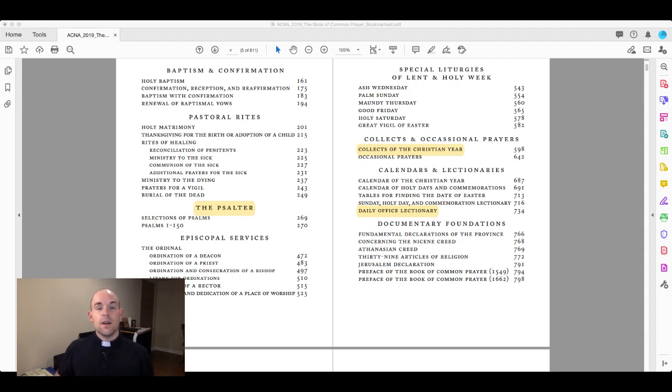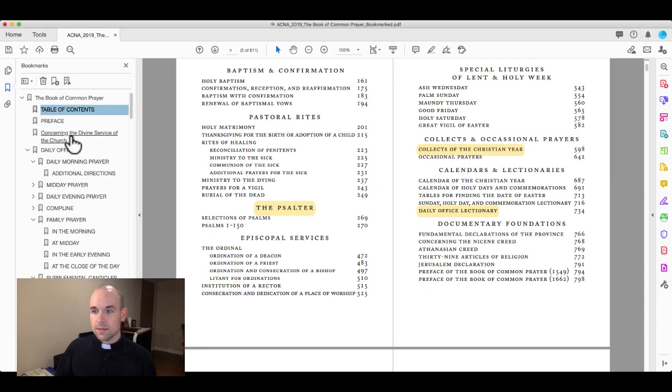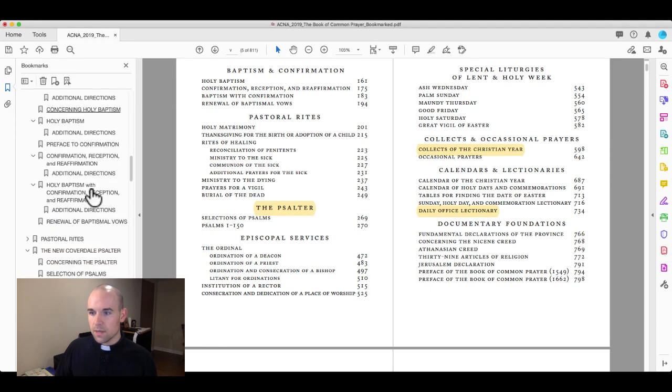And then finally, the last hotspot section that you're going to find yourself using all the time is the daily office lectionary that I have highlighted there. That begins on page 734 in the ACNA's 2019 Book of Common Prayer. Put simply, the daily office lectionary tells you what scripture passages you're going to read for that day. Okay, so let's jump there. Actually, let me show you what that looks like real quick.